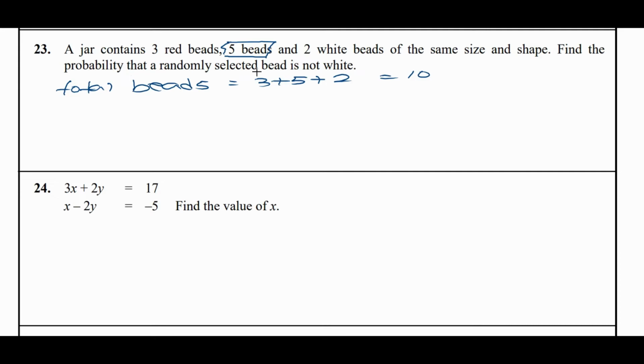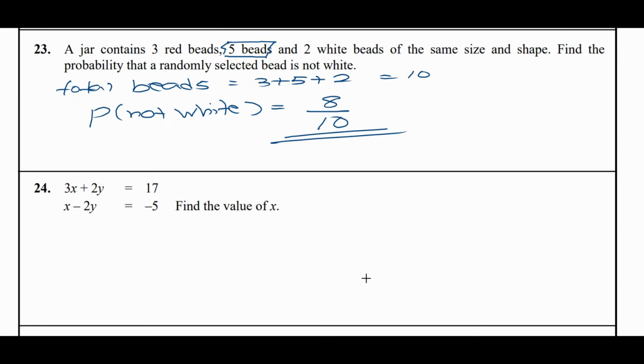The probability that the selected bead is not white: P(not white) should equal, out of the total of 10 beads, we have 2 white beads and all the other beads are not white. Then 3 plus 5, 8 out of 10. The probability of not being a white bead is 8 out of 10.